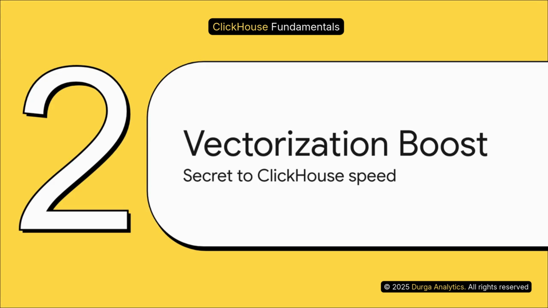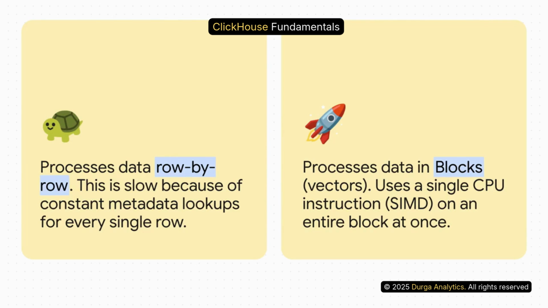Now, we're getting to the first real secret weapon. This is a fundamental concept that just completely separates ClickHouse from a lot of traditional databases, and it's a huge reason for its amazing performance. So here's the difference. Traditional databases often process data row by row. It's slow, and there's a ton of overhead for every single little value.